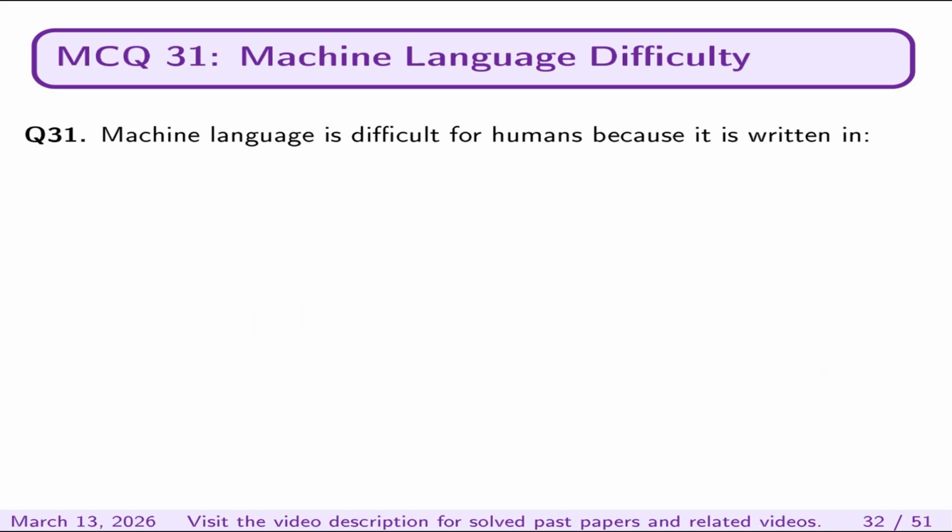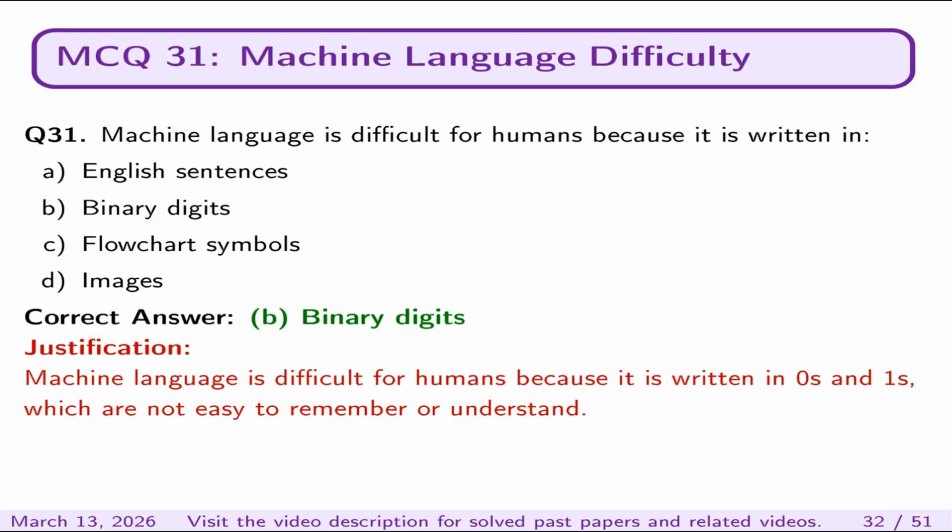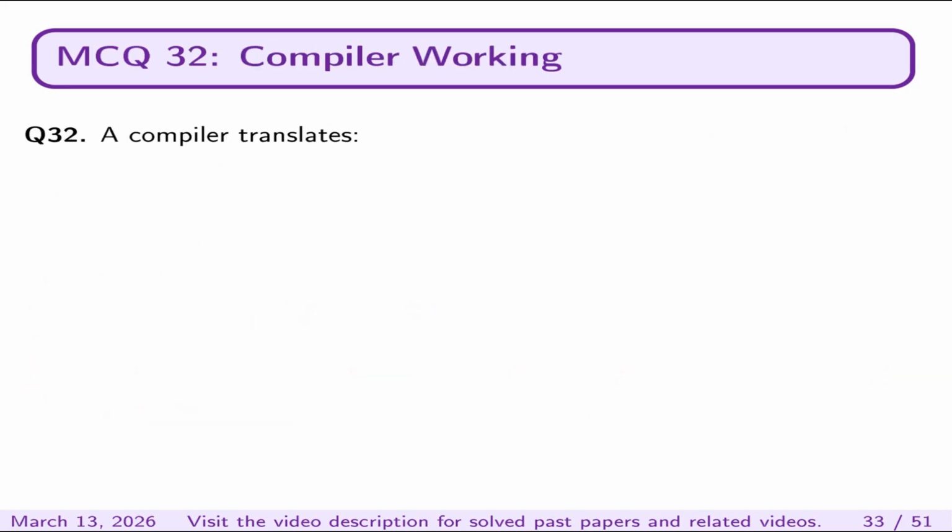Question number 31. Machine language is difficult for humans because it is written in: English sentences, binary digits, flowchart symbols, images? The correct option is binary digits. Machine language is difficult for humans because it is written in zeros and ones, which are not easy to remember or understand.